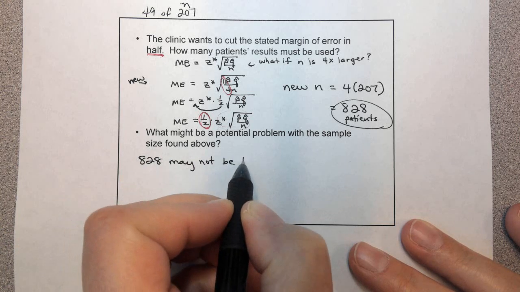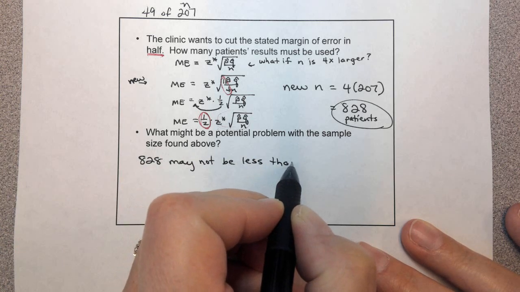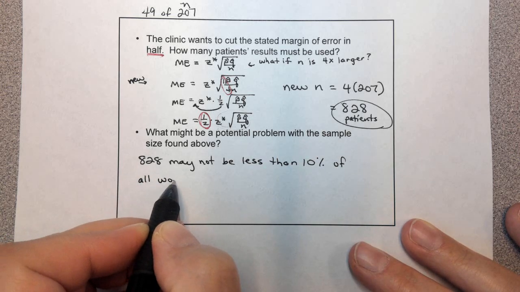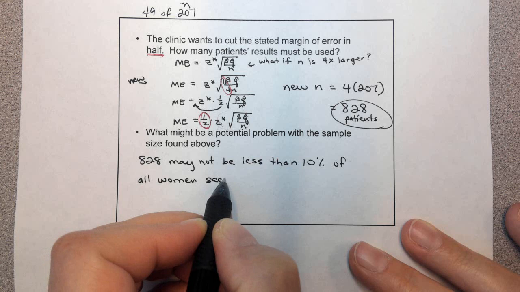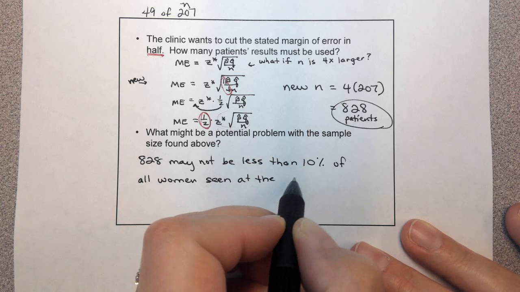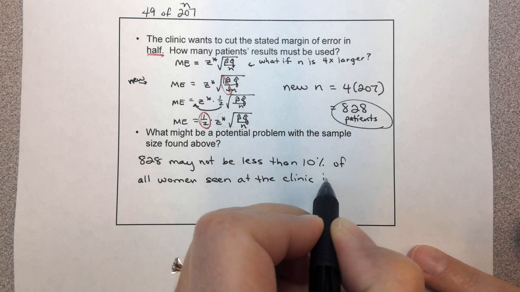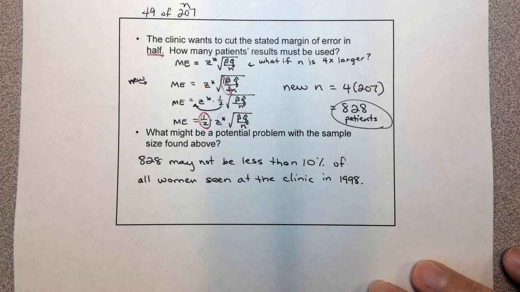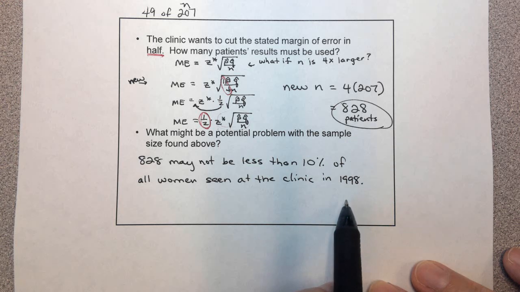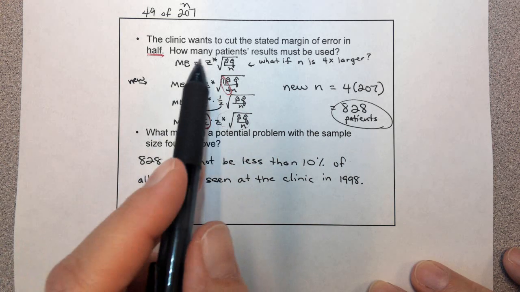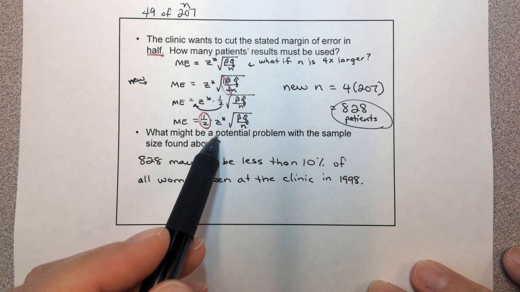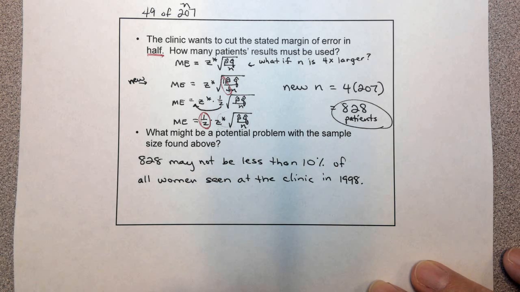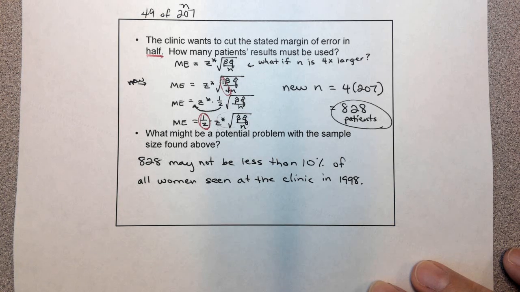Might not be less than 10% of all women seen at the clinic in 1998. So it might be too big a sample. So there's a balance between getting too big and big enough and then getting a margin that's a size that we can work with without going over our sample size. Okay, moving on.